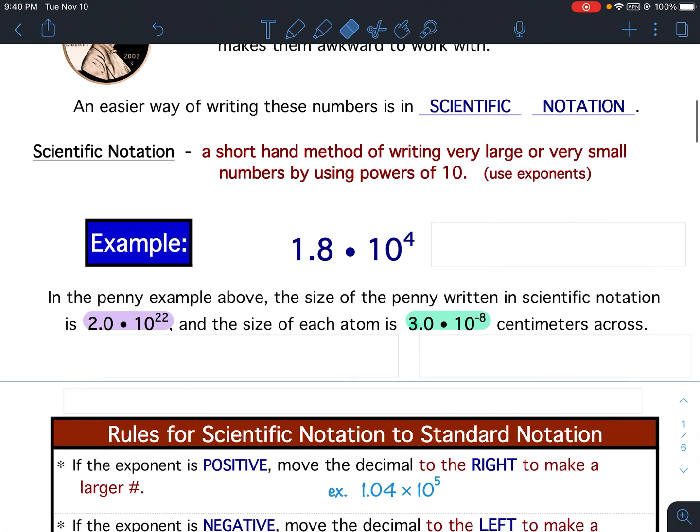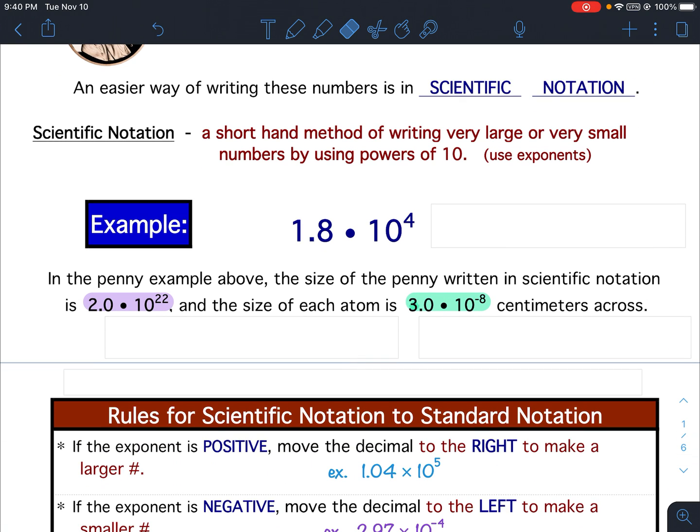Okay, so 1.8 times 10 to the 4th is an example of what scientific notation looks like. Now there's 2 ways to write this. Oftentimes you will actually see it written with the x. So please write that down, or 1.8 times 10 to the 4th using the x. This is the one and only time in my class that we will use the x to show multiplication. Scientific notation is the only time you'll be permitted to use the x to show multiplication in this class.